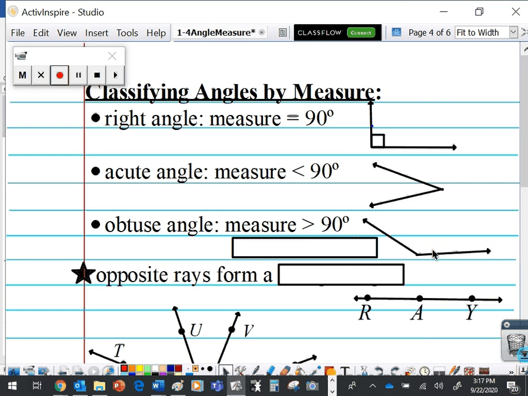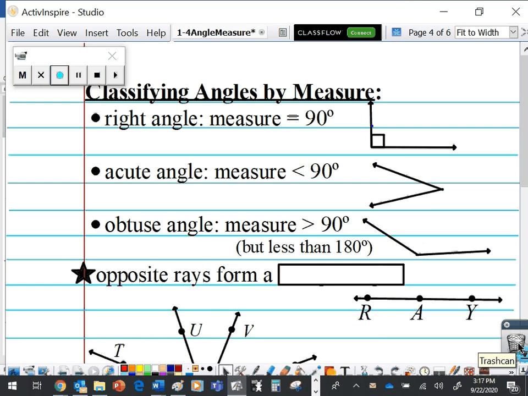Now, there's a catch, though. It must also be less than 180 degrees. Now, that's something that we'll talk about later on. That's what's called a reflex angle, and we'll come around to those later on. For right now, these are the three that we really need to focus on. One more thing that we want to talk about here, I guess there is a fourth kind.